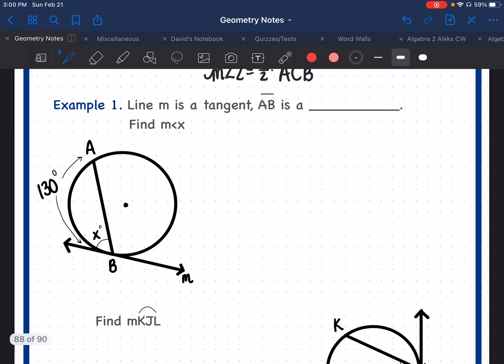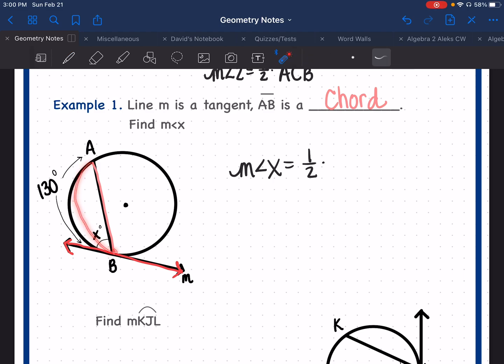Line M is a tangent in my picture, and AB is a chord. Let's find the measure of angle X. We can see on our picture that we have our tangent right here, line M, and of course we have our chord right there. So my theorem says the measure of angle X is 1/2 of the intercepted arc, which would be this one right here.